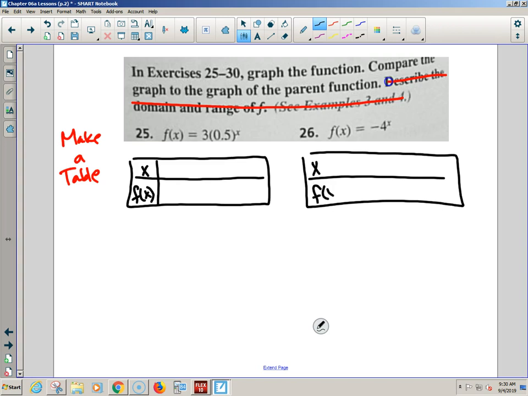My people that did make tables, can you just give me some advice as to numbers that you used? Because I didn't tell you what numbers to use. I didn't make the table for you. I just told you to make one. Yeah, I like 0, 1, 2. And technically, to be really safe, a -1 would probably be a good idea. For those of you that didn't, I don't know if we're going to get to number 27 and 28 today. I just want to show you maybe 1 or 2 of these. I would have done -1, 0, 1, 2. That should give us enough points to see which way the swoop is going.